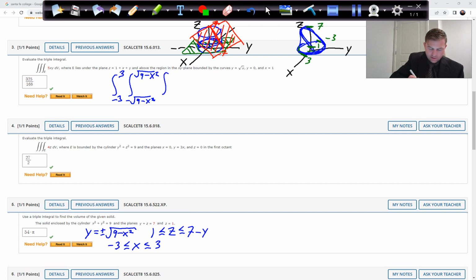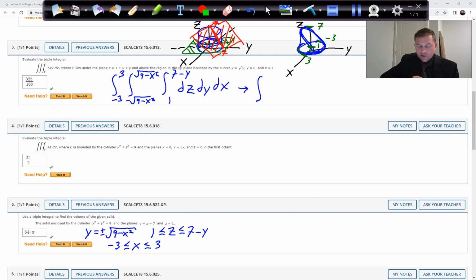Then we have 1 to 7 minus y, and the original equation is, let's see here, they don't have one. So there is no equation to integrate, so it's just going to be the volume, so it's going to be dz dy dx. Now you could do it this way, but it's actually much simpler to switch to polar coordinates, which is what we learned, I believe, in the previous section.